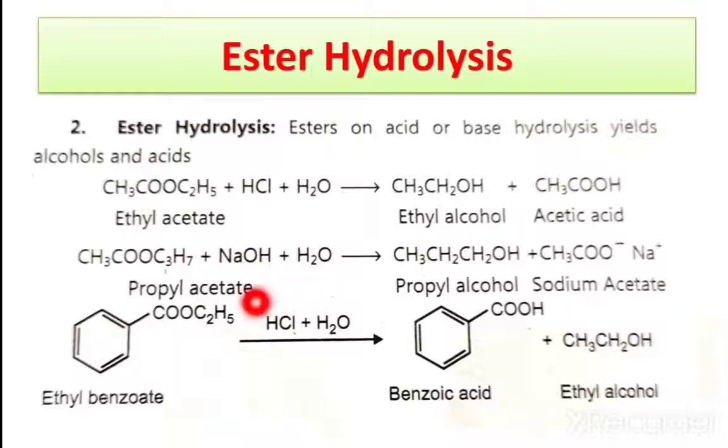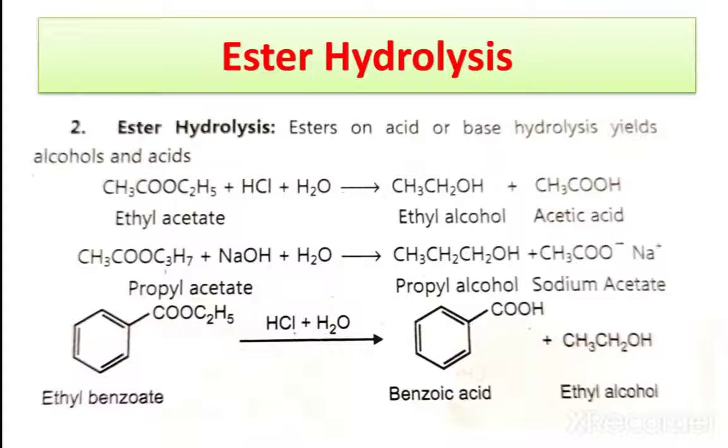And in the next example here, ethyl benzoate on treatment with HCl plus H2O. HCl is the acid. That means it is the acid hydrolysis, and the product is benzoic acid plus alcohol. That means we get here benzoic acid plus ethyl alcohol as the final product.